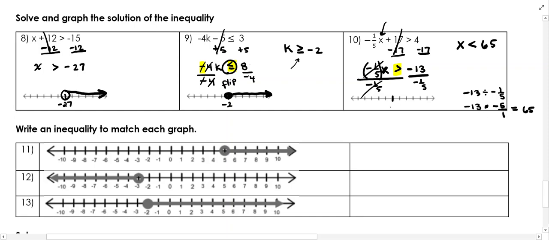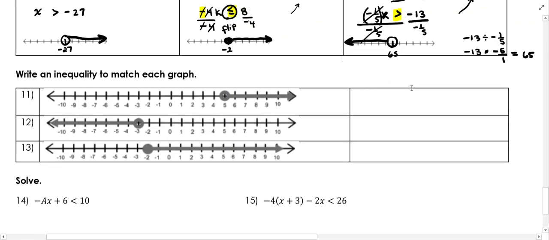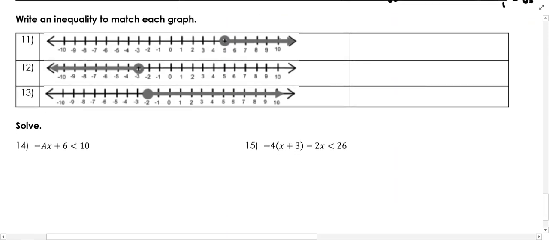It's positive because they're both negative. So let's say that this one is 65. There is no equal sign, so it's going to be open. And where are the numbers that are less than 65? They're this way. Yay! Almost done.